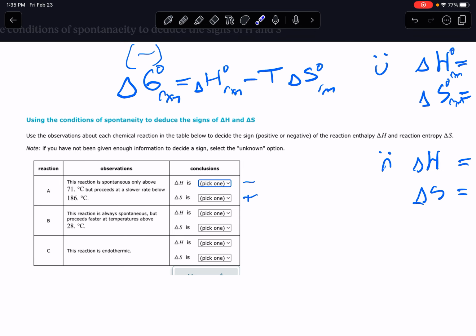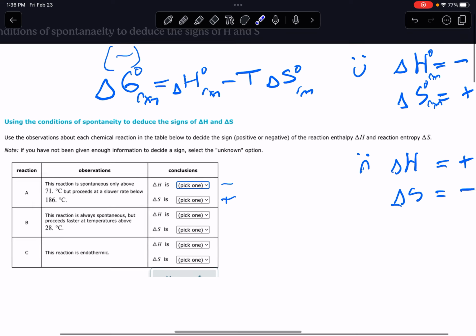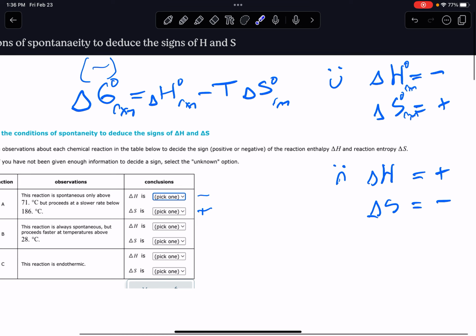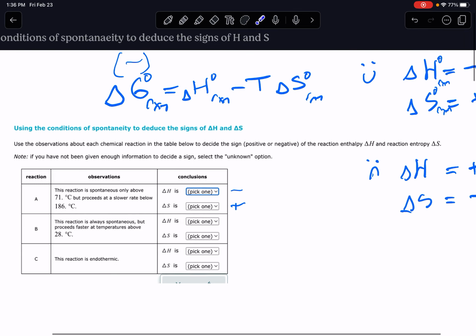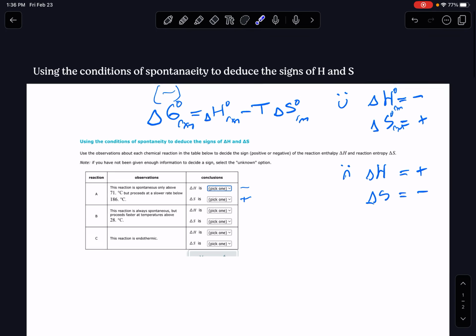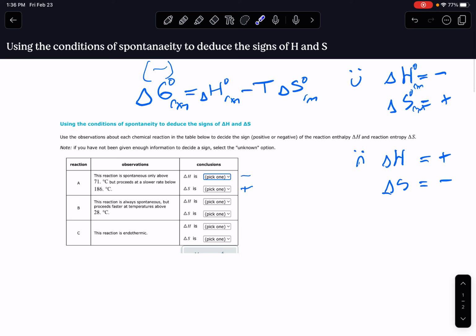And again, they all kind of play the same game. If they say the reaction is always spontaneous, always, we don't care what else they talk about. This is all bananas. It doesn't matter. So we take a look over at what matters here for happiness. If we have a negative change in enthalpy and a positive change in entropy, the reaction will go every single time. So we are going to very happily write over here a negative change in enthalpy and a positive entropy change.